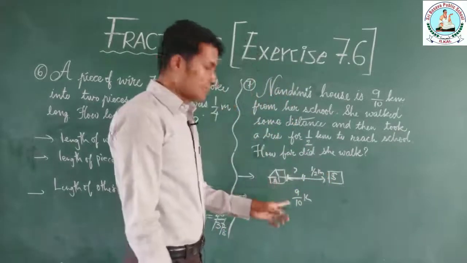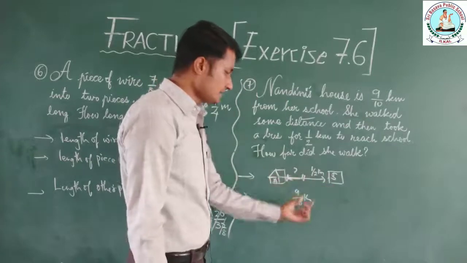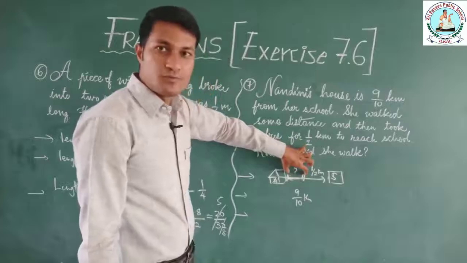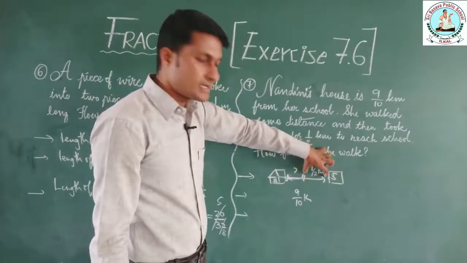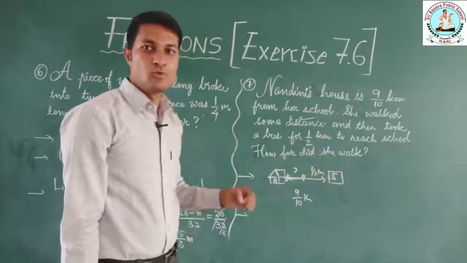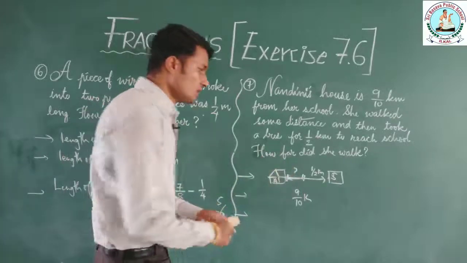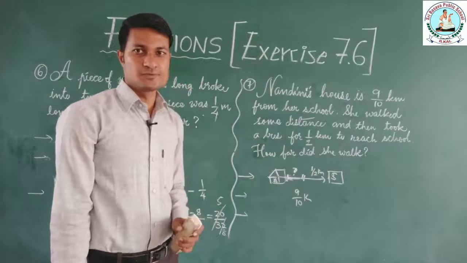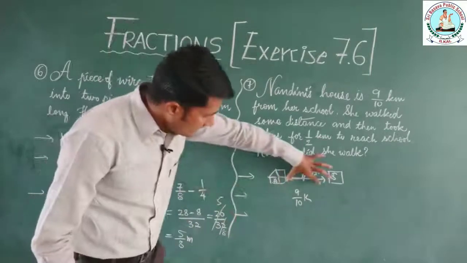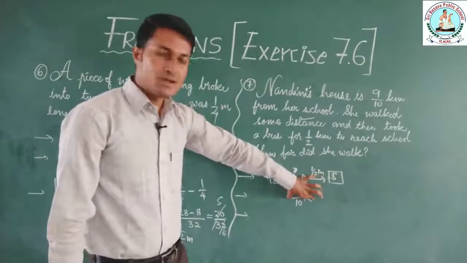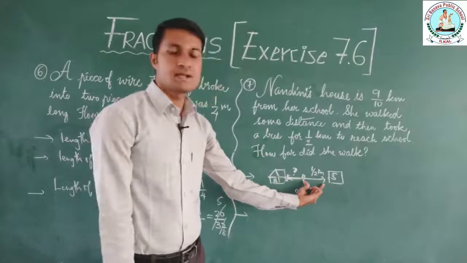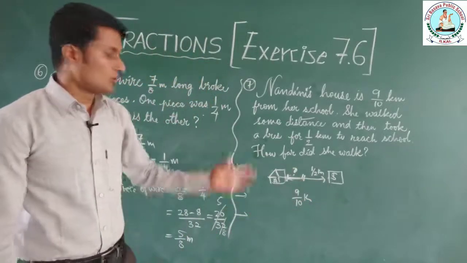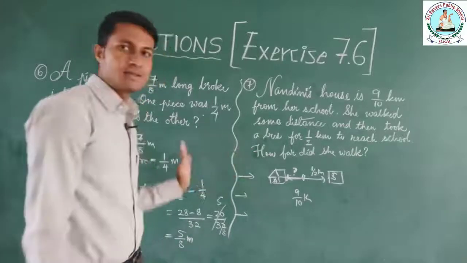Total distance between her house and school is 9 by 10 kilometer. She walked this distance on foot and this distance she covered with the help of her school bus to reach the school. So we need to find out how much distance she walked on foot. Very simple. Bigger distance, that is 9 by 10 kilometer, minus smaller distance, that is 1 by 2 kilometer, which is travelled with the help of bus to reach the school, just like this problem.